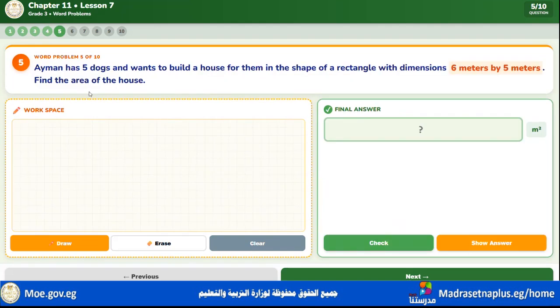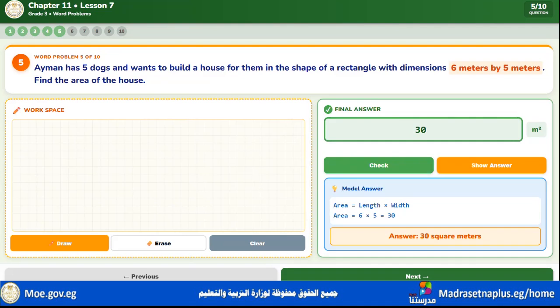Ayman has 5 dogs and wants to build a house for them in the shape of a rectangle with dimensions 6 meters by 5 meters. So find the area of this house. Easy. Area of a rectangle, length times width. 5 is the width and 6 is the length. So 6 times 5 will be 30 square meters. So this is the house for the dogs. Yes. Check it.